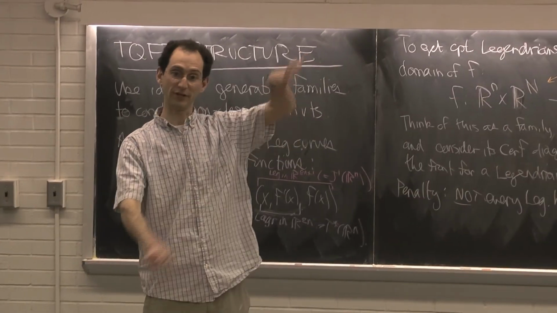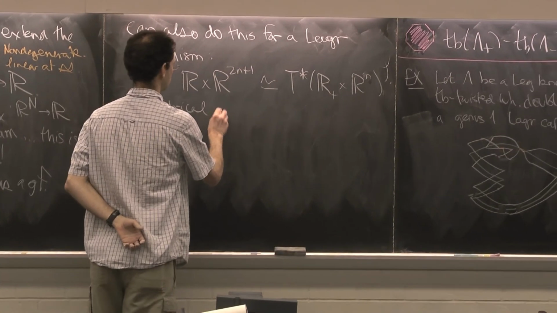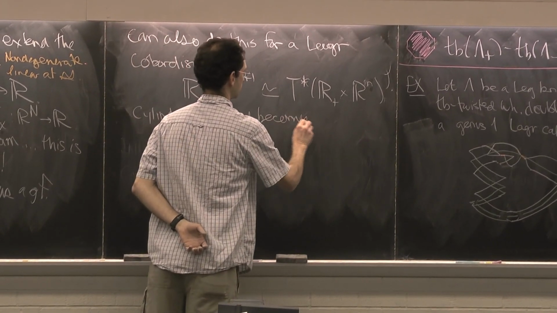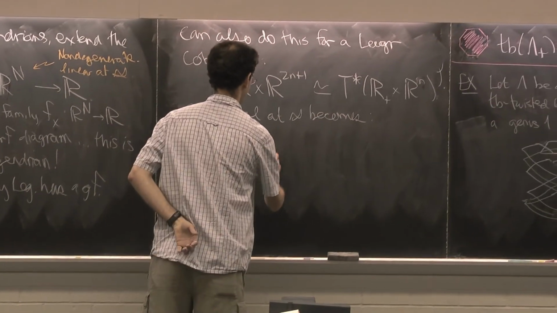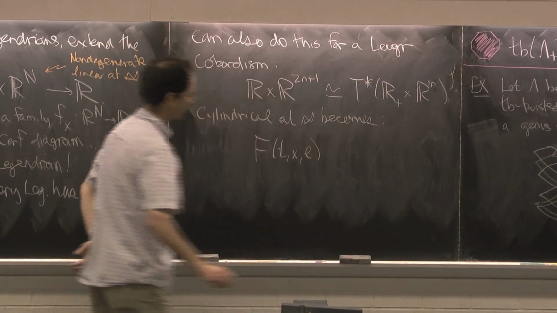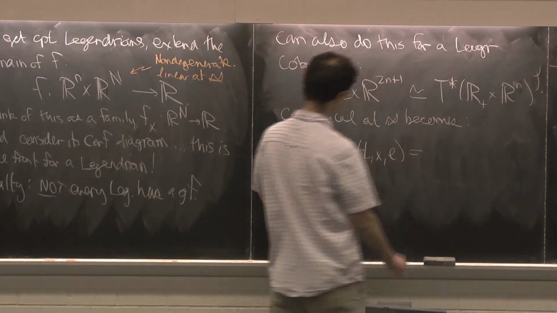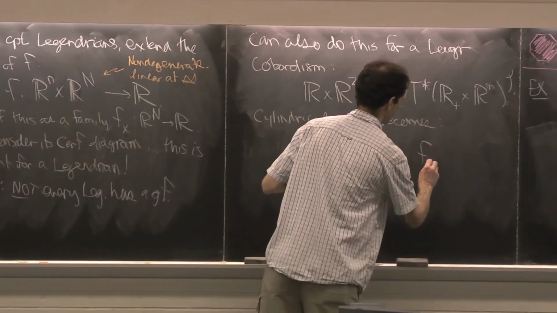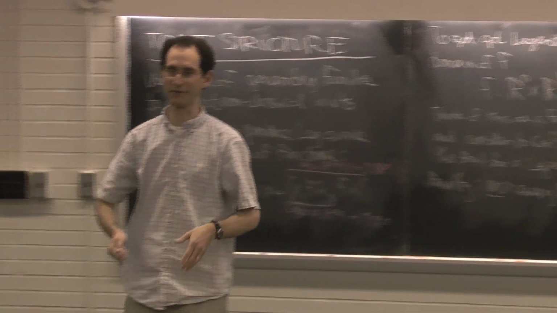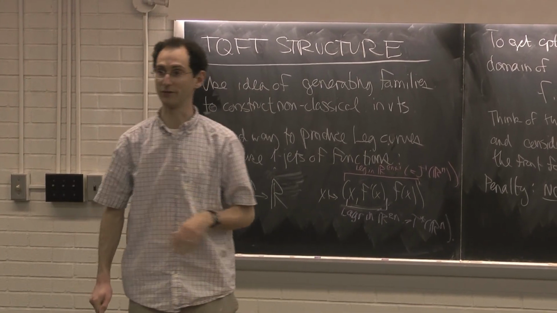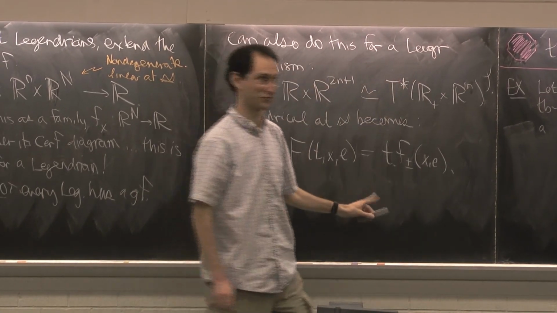And that cylindrical at infinity condition becomes the following. Well, if we have some generating family for the Lagrangian cobordism, we say that as long as t is away from some compact interval, the generating family for the Lagrangian is just the generating family for the Legendrians multiplied by t, and that gives you that cylindrical, conical behavior outside of a compact interval. If you're really bored, you can check that this does what you think it should.